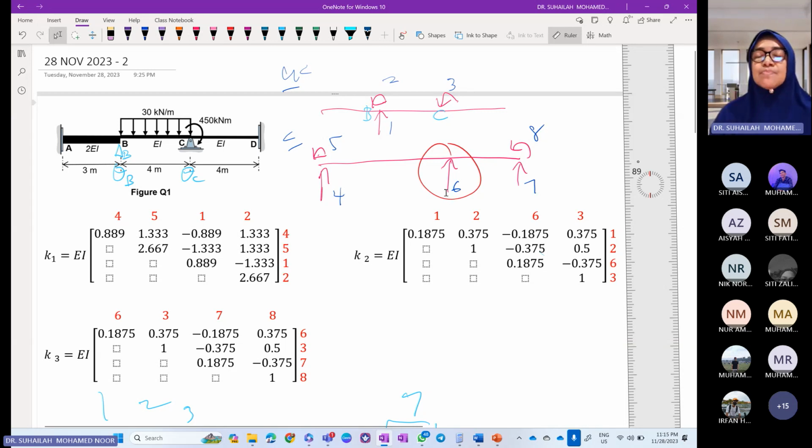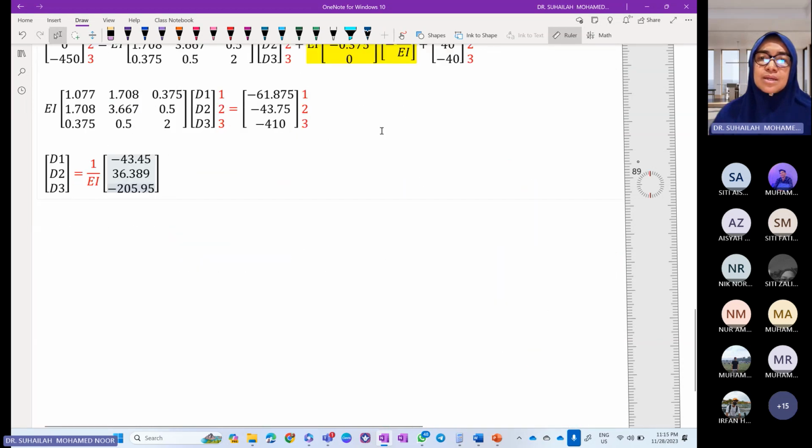And sometimes, soalan-soalan difficulty level 5, level 6 dalam exam, dia tanya benda-benda ni. Apa efek kalau settlement dekat 4? Apa efek kalau settlement dekat 6? Apa efek kalau settlement dekat 7? Okay, so kat mana yang berubah? Dekat yang kuning ni.